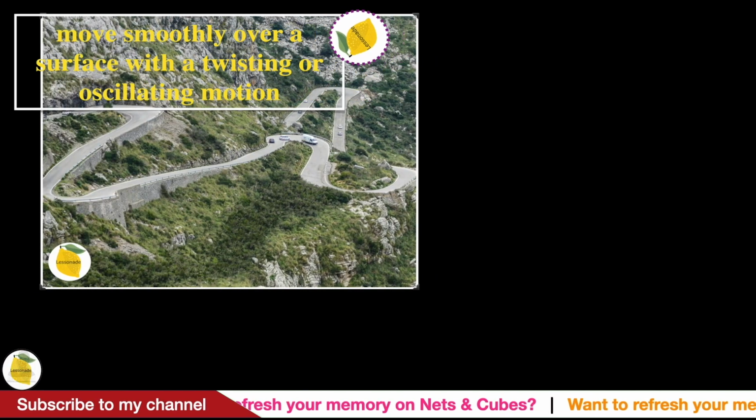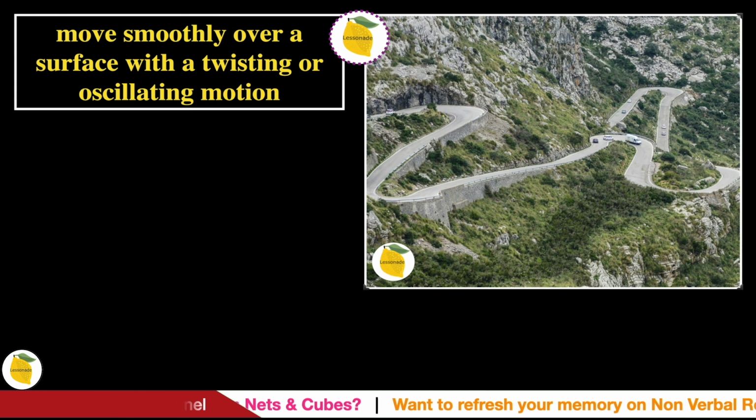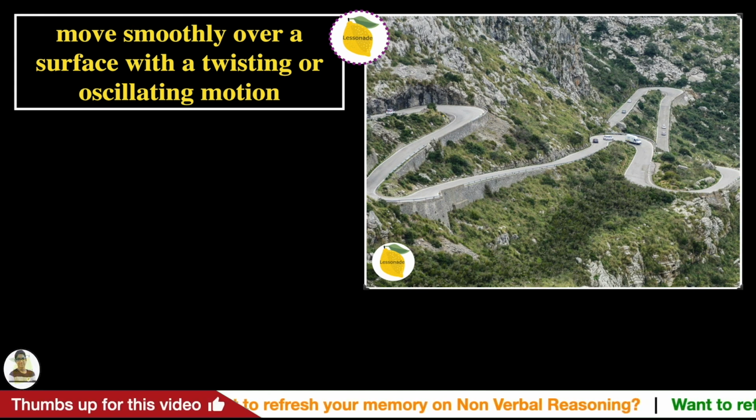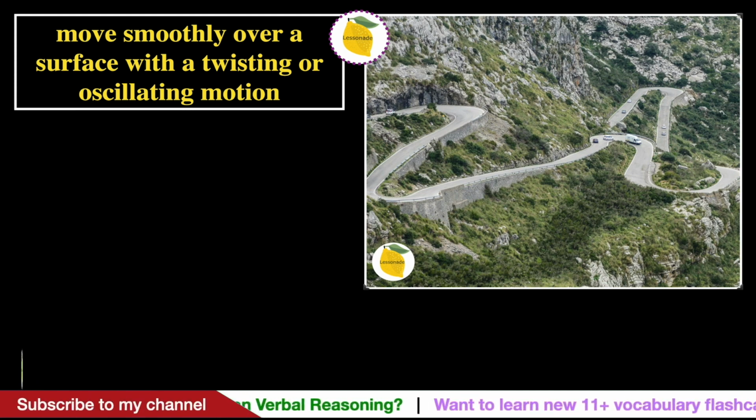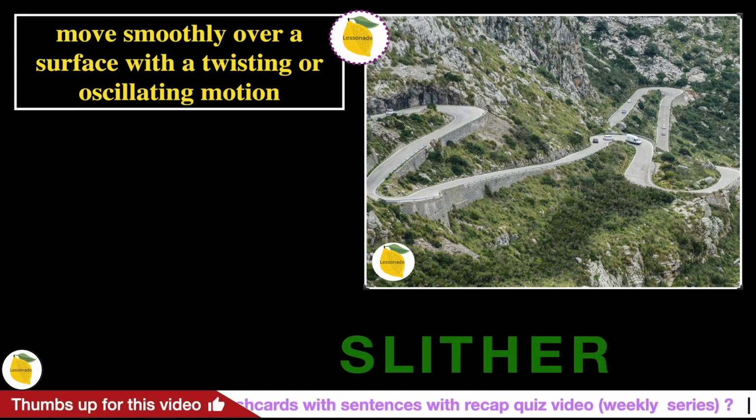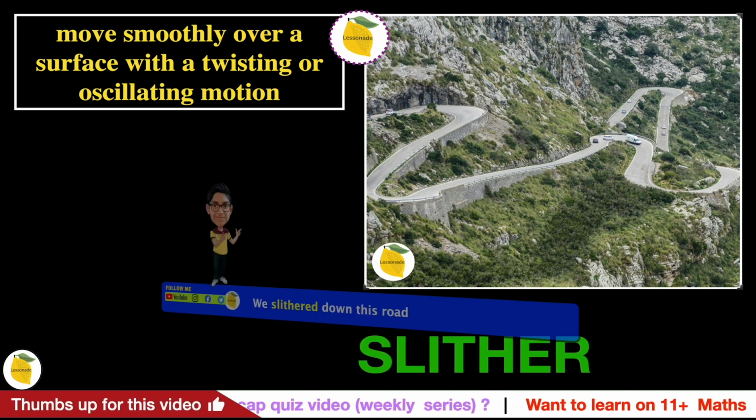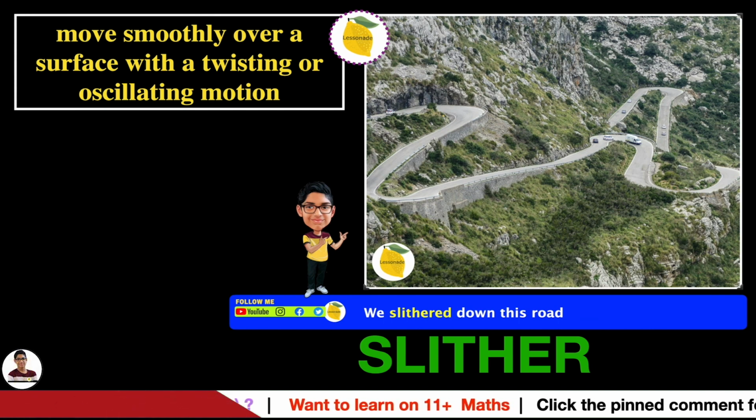The next one is move smoothly over a surface with a twisting or oscillating motion. In this picture, we can see the road moving smoothly over the hills in a twisting or oscillating motion, and therefore the word will be slither. And the sentence for this word is, we slithered down this road.